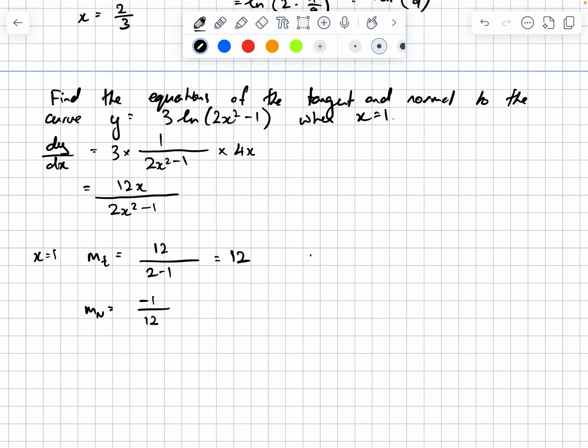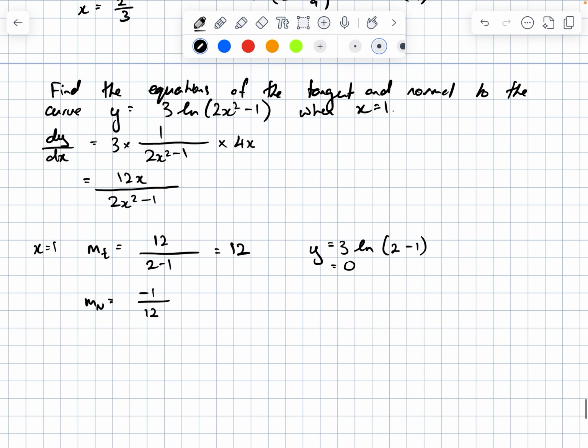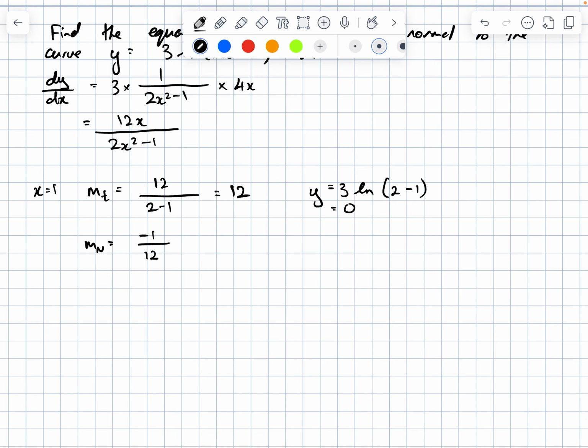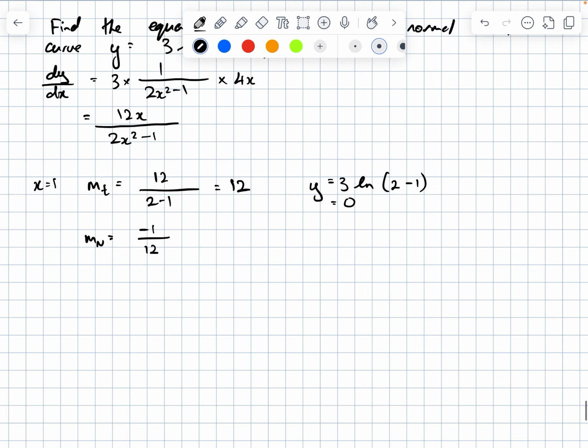To find the equation, we also need the y value. So at x equals 1, y equals 3 ln 2 times 1 squared is just 2 minus 1, which gives us 0. Finally, we can now find the 2 equations of our tangents and normals.